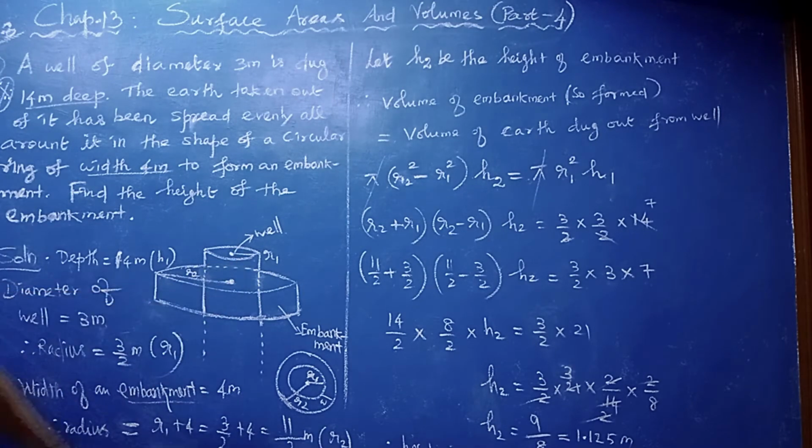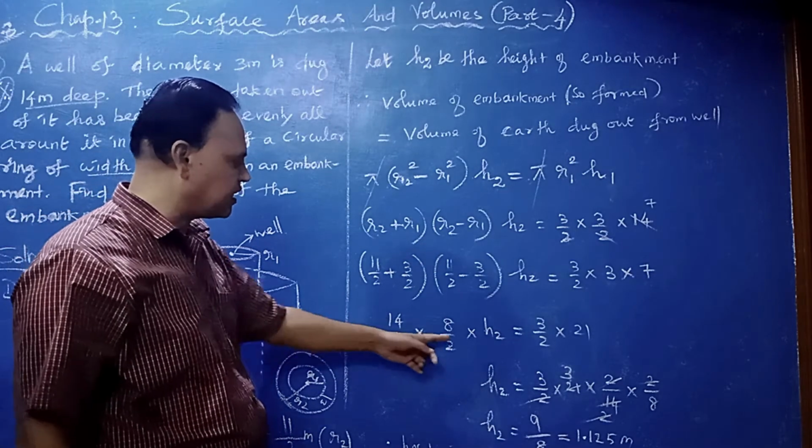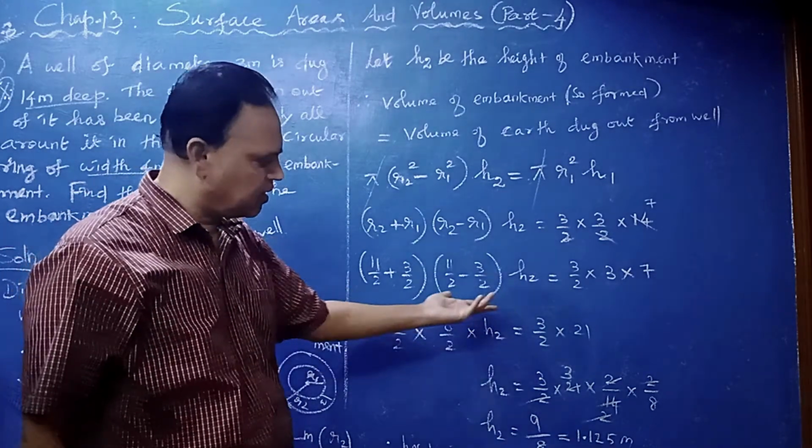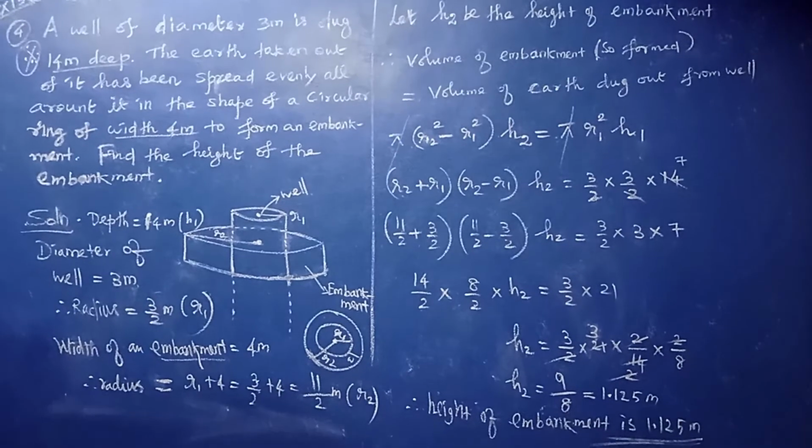Then simplify correctly. Here also you can simplify that. You make this one 7, this one 4. Then that side you divide. Anyway you can do it. Right.